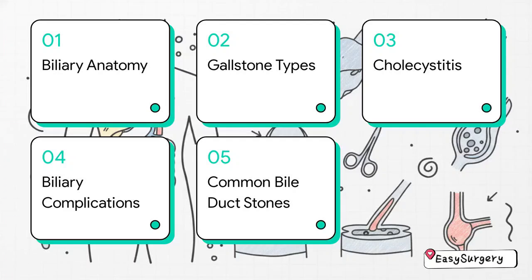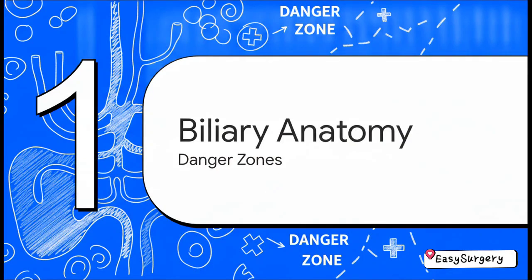So here's our playbook for the explainer today. 1. Biliary anatomy and danger zones. 2. Gallstones types and origins. 3. Acute and chronic cholecystitis. 4. Advanced biliary complications. And 5. Common bile duct stones. Jumping right into section 1, biliary anatomy and danger zones.